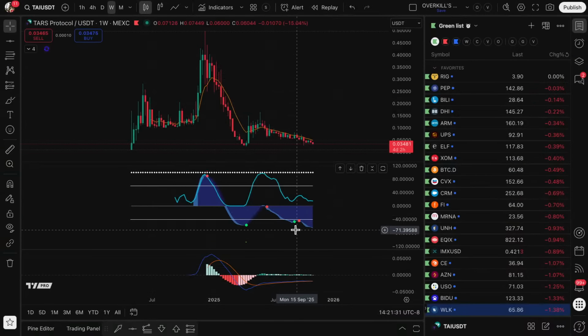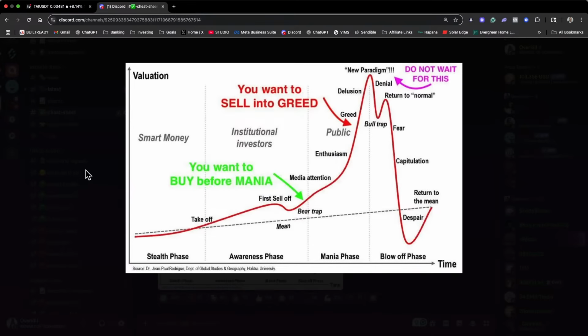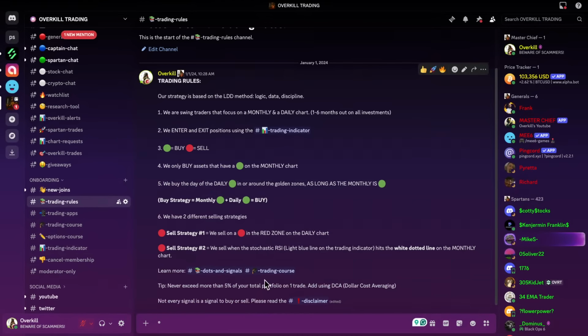So again, if you entered here at 5, right? If you entered here on September at around 5 cents, okay, now what you could do is you're holding, and then when that green dot comes back, you can buy more and get your average cost down. Another rule that I don't think I talk a lot enough about is going to be the 5% rule.